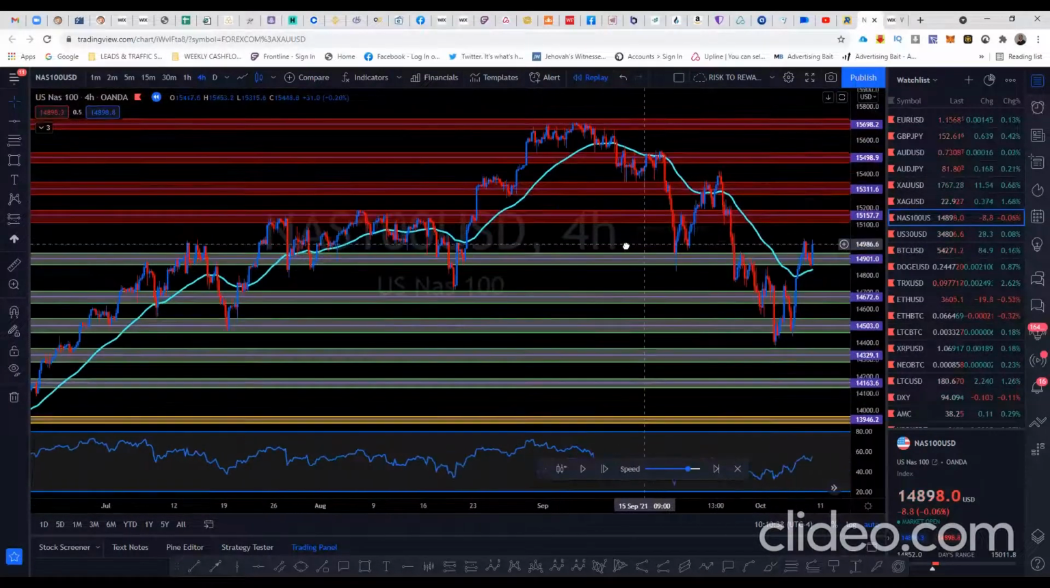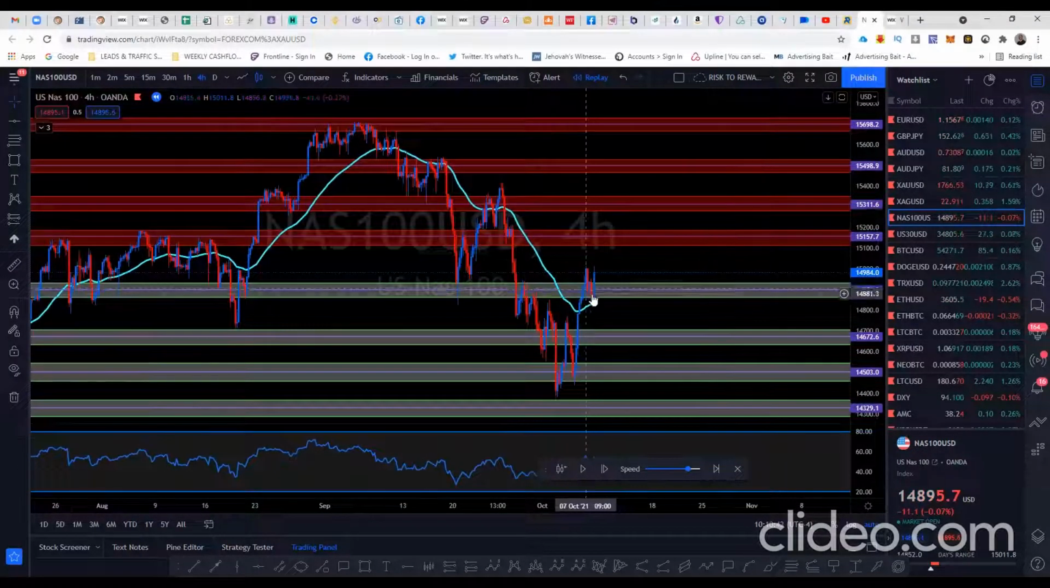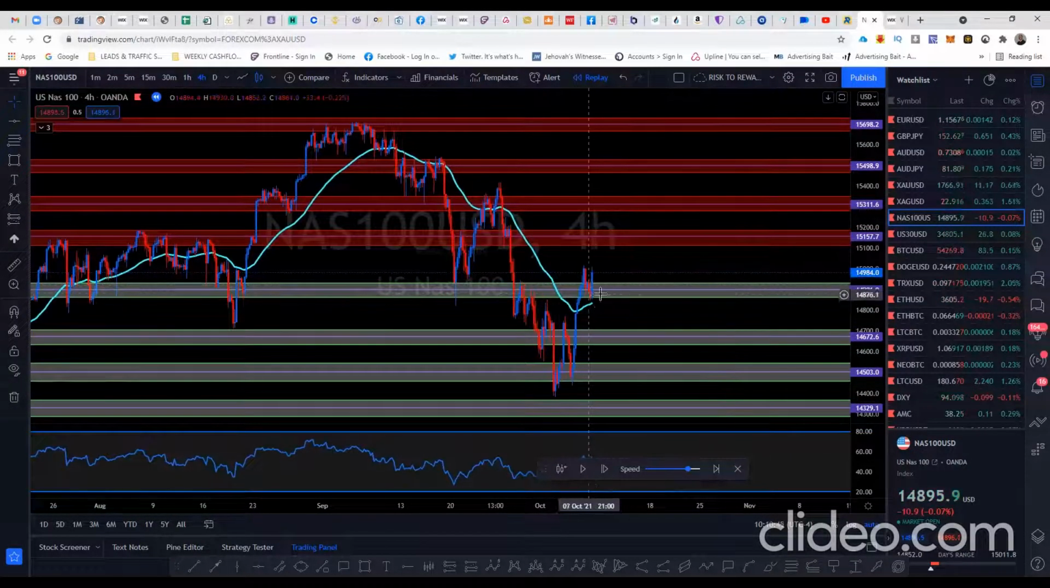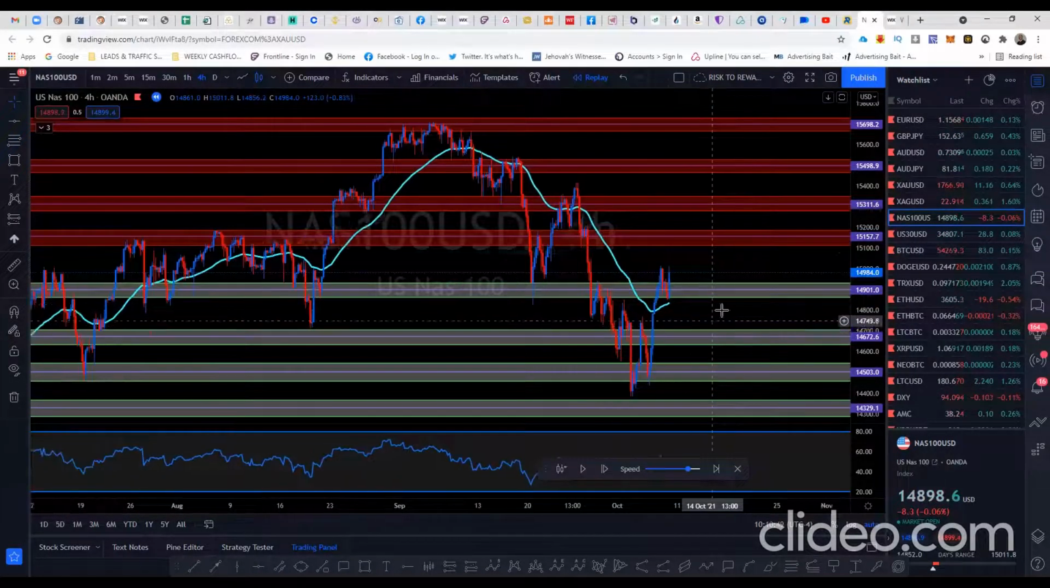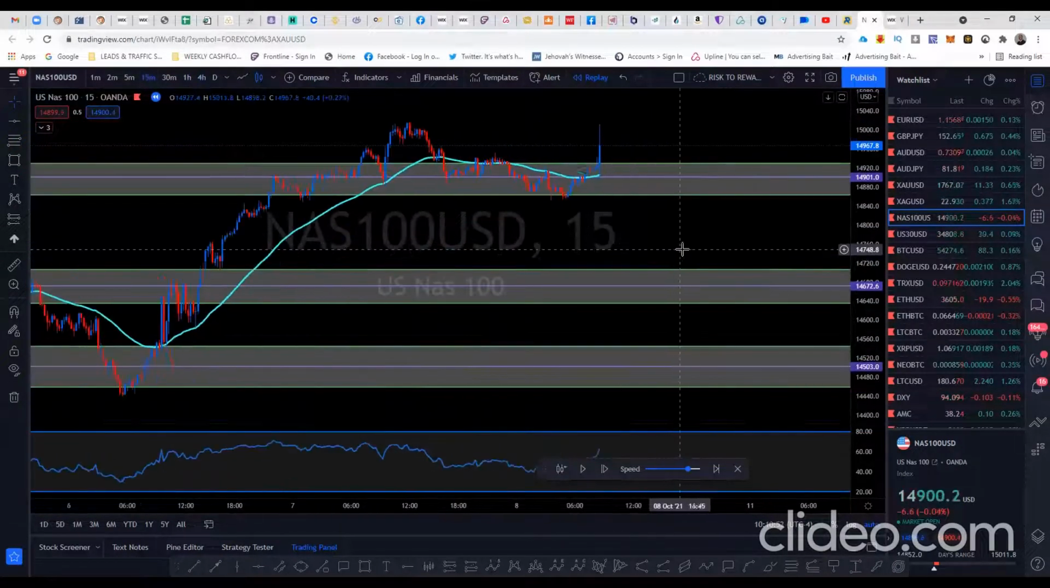But we see how price is interacting with these zones. You can even see it, like even on the 4 hour, you can see price respected the zone as support, and now it's starting to buy up. Okay, so now this is all we're going to do. So we're going to go back to the 15 minute. We're going to go all the way back to current price.